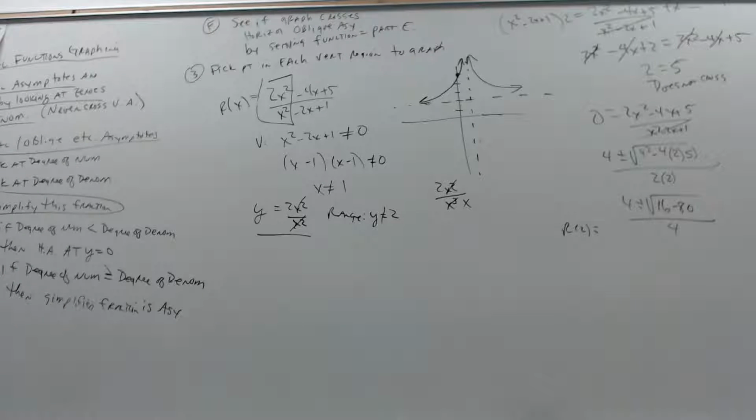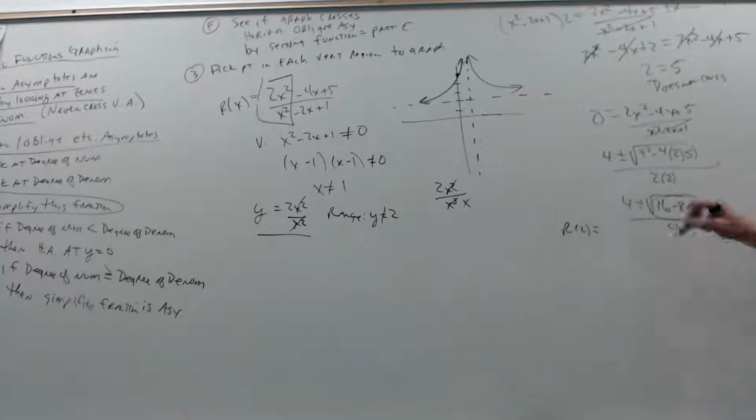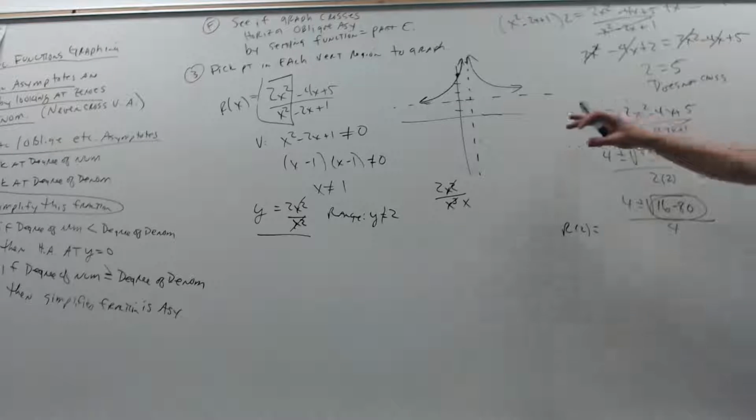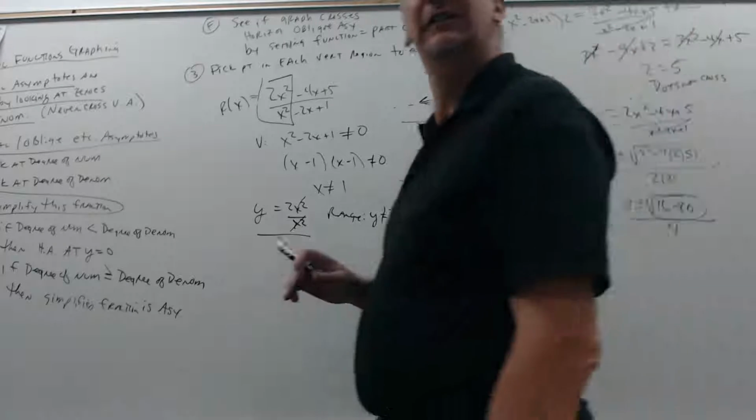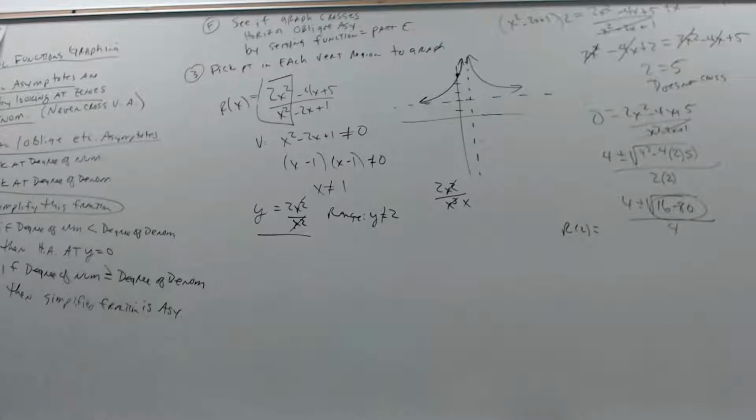What was the way that we did it? We tried to find the x-intercept. I got an imaginary number. Okay? Because it's imaginary, it's got to be above the line. These are fun. All right.